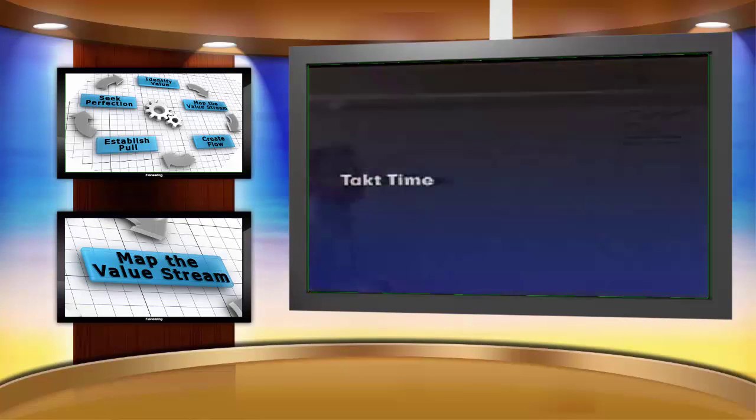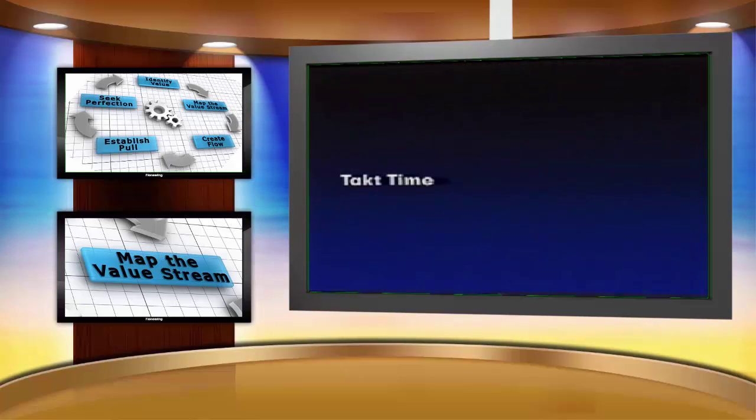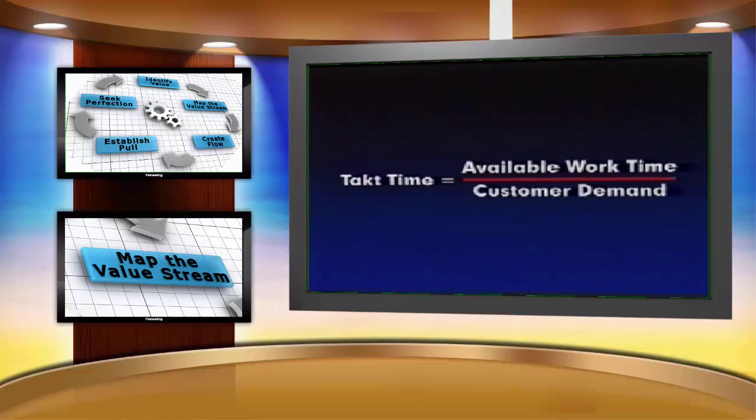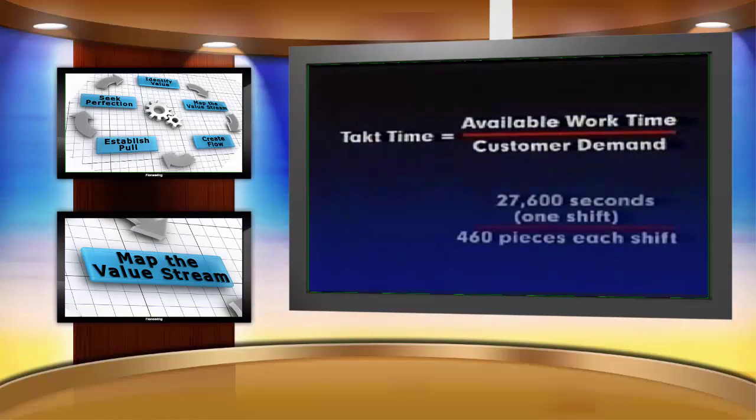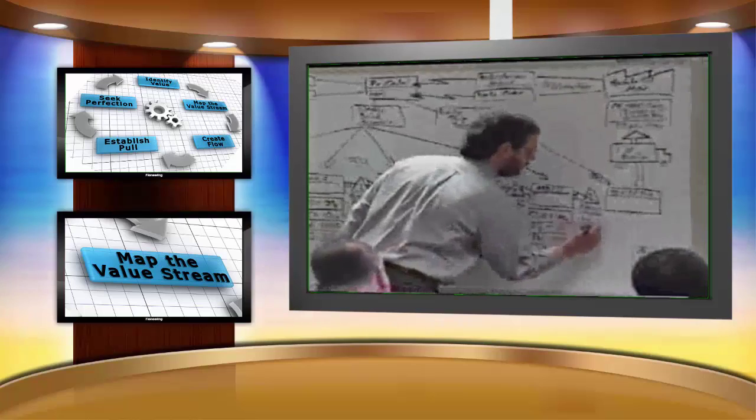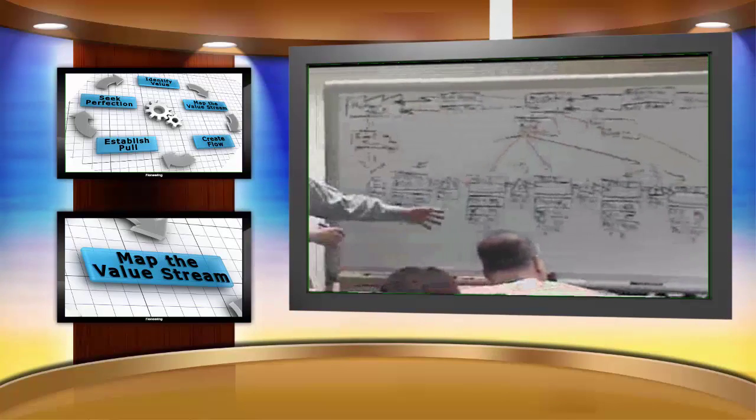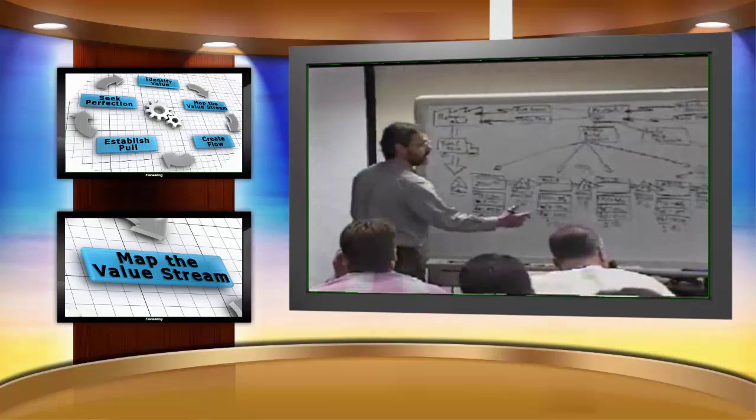All the data in a value stream map is based on the customer's takt time. Takt time equals the available work time divided by customer demand. With available work time at 27,600 seconds per shift and customer demand at 460 pieces per shift, takt time is 60 seconds. In this example, the ideal value stream would be for all processes to be producing one part every minute. This current state map shows where Acme Stamping is today and will reveal obvious opportunities for improvement.